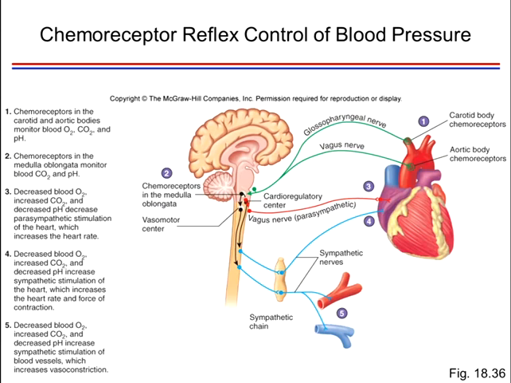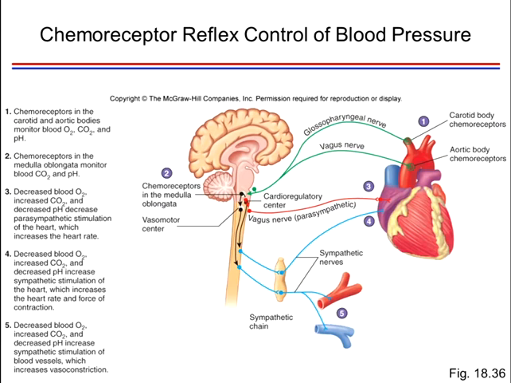Your body, your brain, wants to know as early as possible if we're having trouble getting oxygen to the brain or to the rest of the body. And so we're monitoring oxygen levels at this level. We even have chemoreceptors in the kidney that are monitoring oxygen levels, as well as blood pressure. So there's baroreceptors down in the kidney as well, and we'll talk more about that when we get to the kidney.